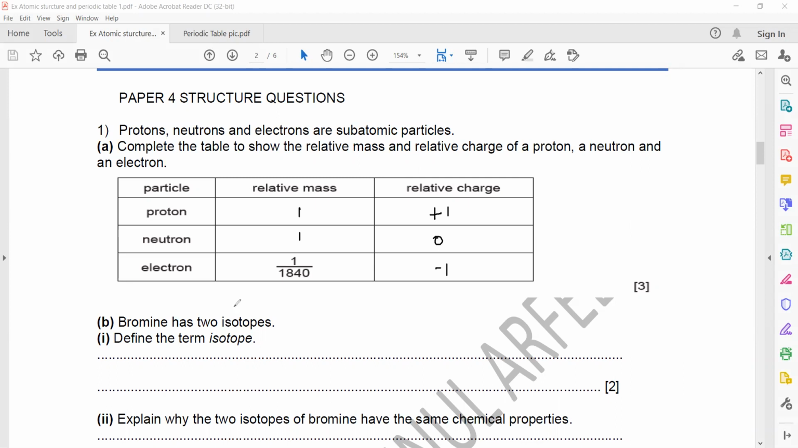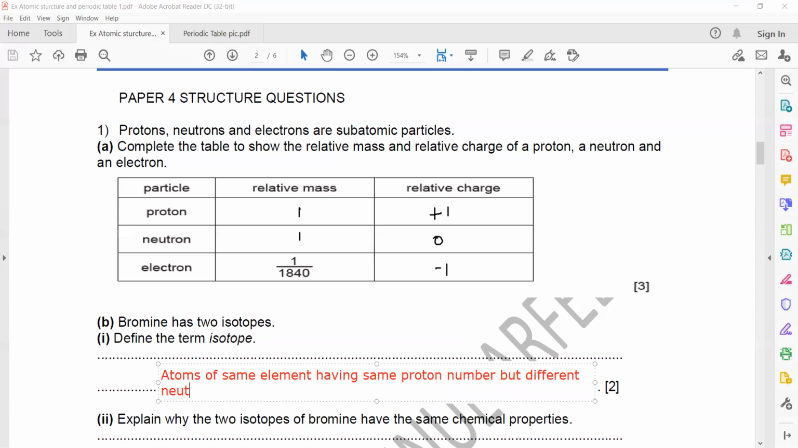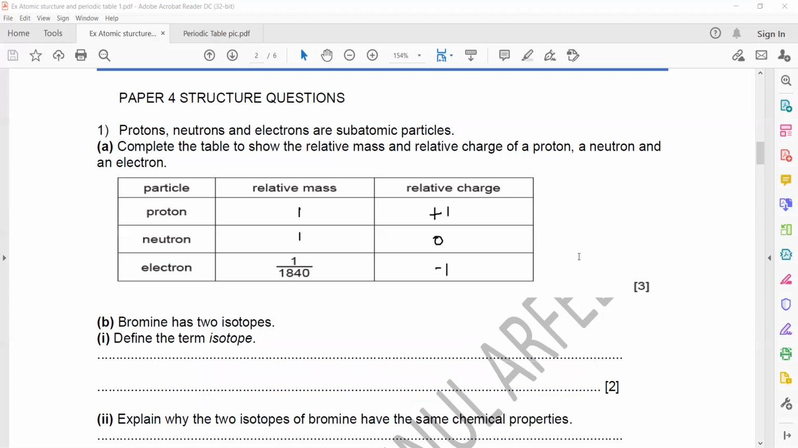The second part: define the term isotopes. So how do we define the term isotopes? Atoms of the same element having the same proton number but different neutron number. We call them isotopes.